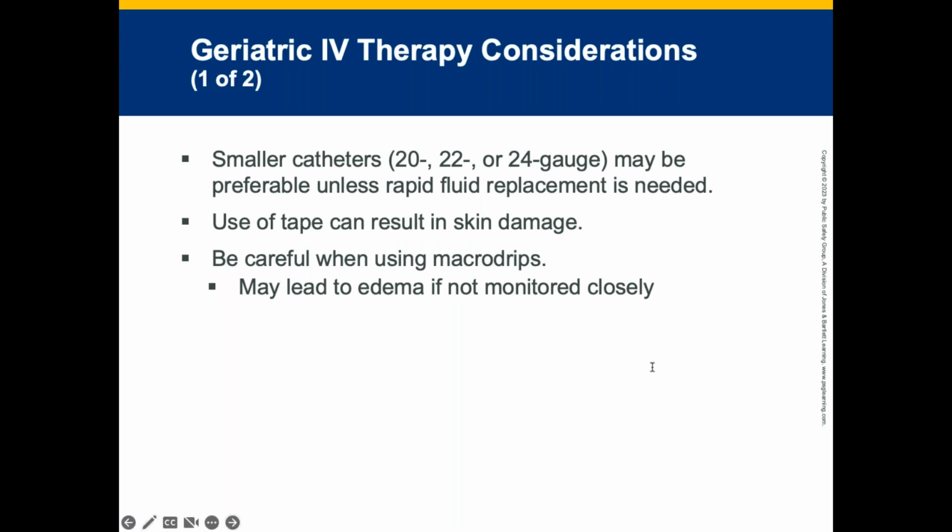IV sets, be careful when using a macro set because this will lead to edema if not monitored closely. Micro sets are there. We call them pediatric drip sets, but they can be used for adults. It doesn't give as much fluid as fast, but you're still going to deliver the same amount of volume. This may not be the faster rate. Fluid overloading is potentially serious in geriatrics and pediatric patients, so you have to monitor them closely.